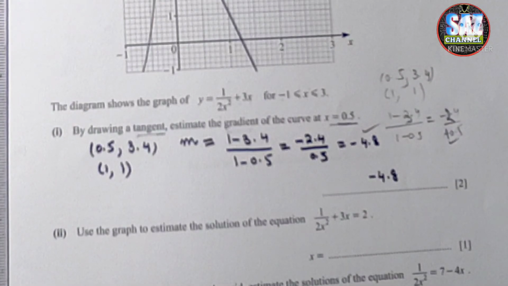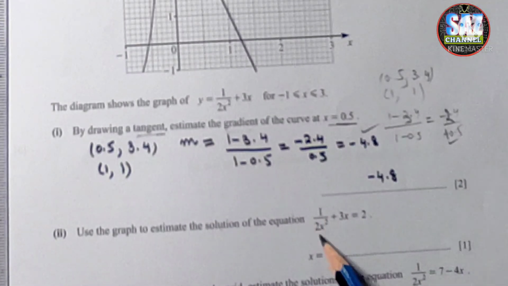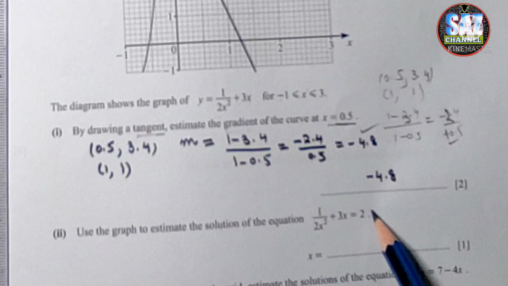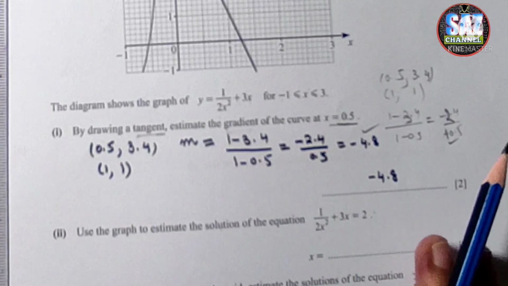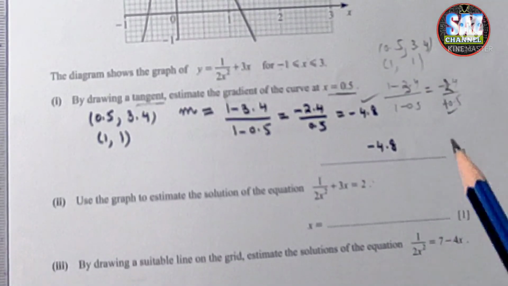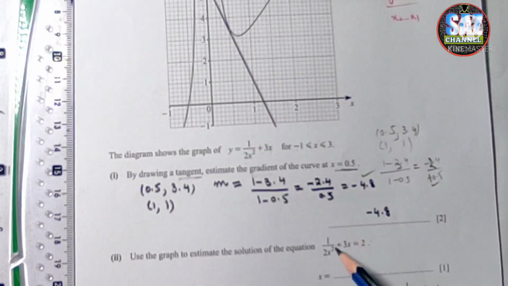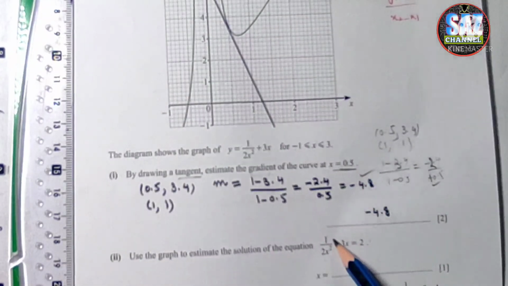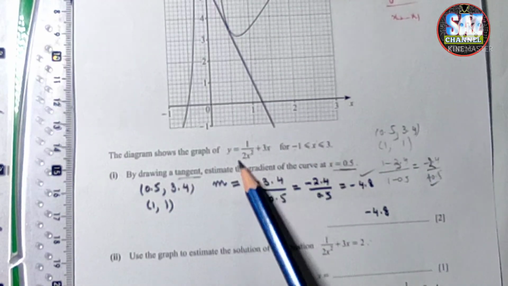The next part says use the graph to estimate the solution of equation 1 over 2x square plus 3x plus 2. Again, one of the most important concepts that we need to understand, and we should have a clear idea of such situations before our O-level examination. Now look, you have to compare this part of the question with the original equation which is given.